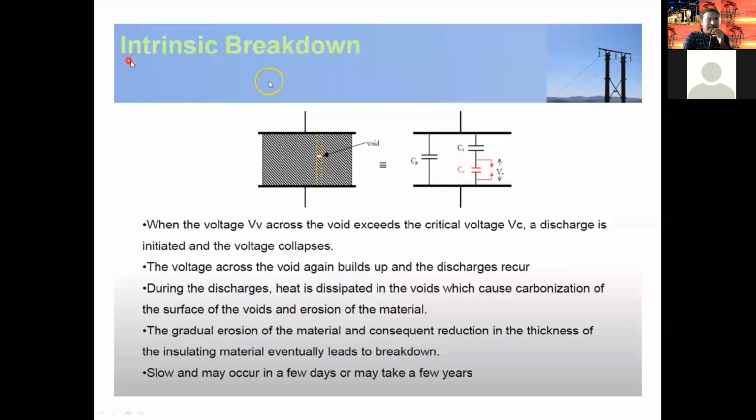First, take intrinsic breakdown. Try to consider one solid type dielectric material. Inside the solid type dielectric material there is some void also. We have to observe one void inside the solid dielectric material. If one void takes place, how does the breakdown take place? We have to discuss that.